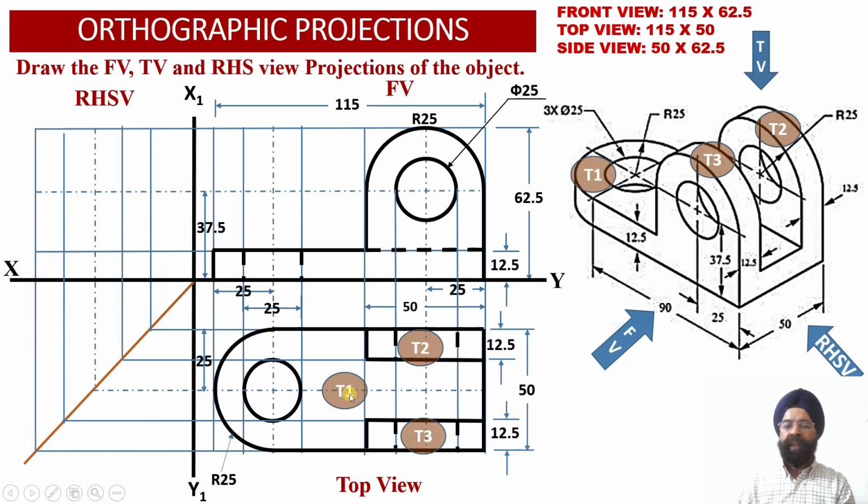Now we can check the T1 projections. They happen to be the true shape projections, whereas the projections T2 and T3 happen to be apparent shape projections. Why? Because this is a circular portion, and this is also a circular portion, which appears like a rectangular flat projection in the top view projection. So that is why the projections T2 and T3 are apparent shape projections, whereas the projections T1 are true shape projections corresponding to the top surface of this horizontal web.